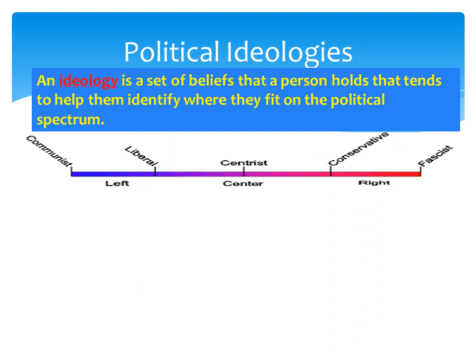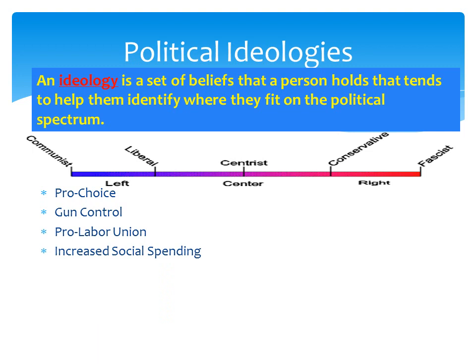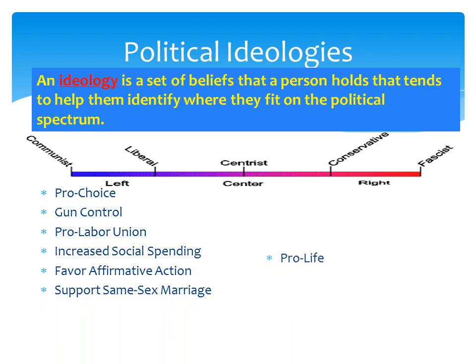Liberal philosophies include some of the following. Liberals tend to be pro-choice, in favor of gun control, and pro-labor. They favor increased social spending and entitlement programs, tend to favor affirmative action, and support same-sex marriage.